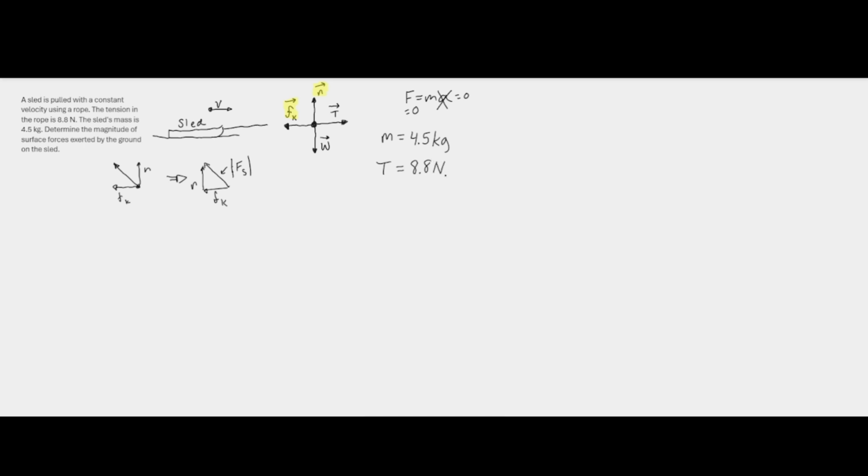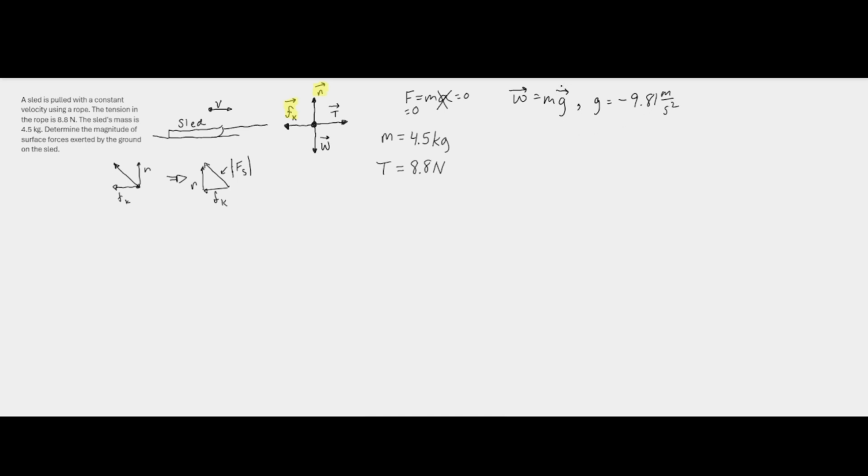And, well, what is the weight force? We're not told the magnitude of the weight force, but we have to think back to our formula. What is the formula for the weight force? The weight force is equal to mass times acceleration due to gravity. And the acceleration due to gravity, if it's pointing downwards in this case, is negative 9.81 meters per second squared.